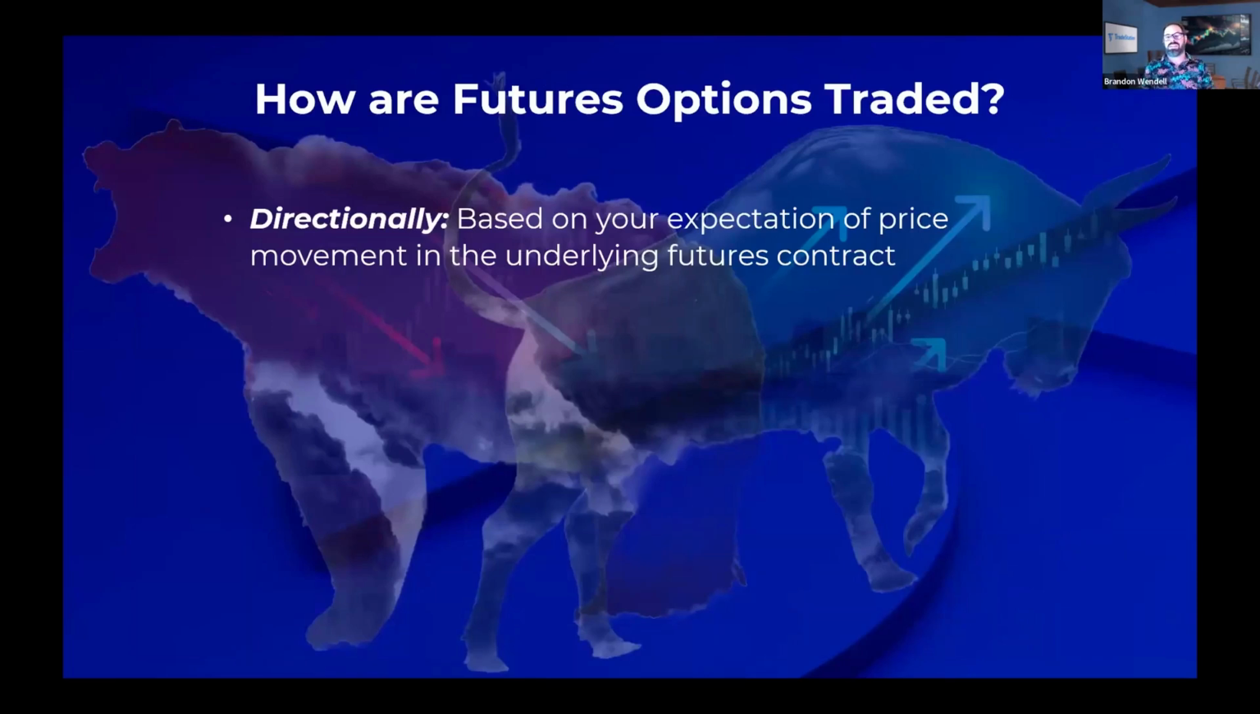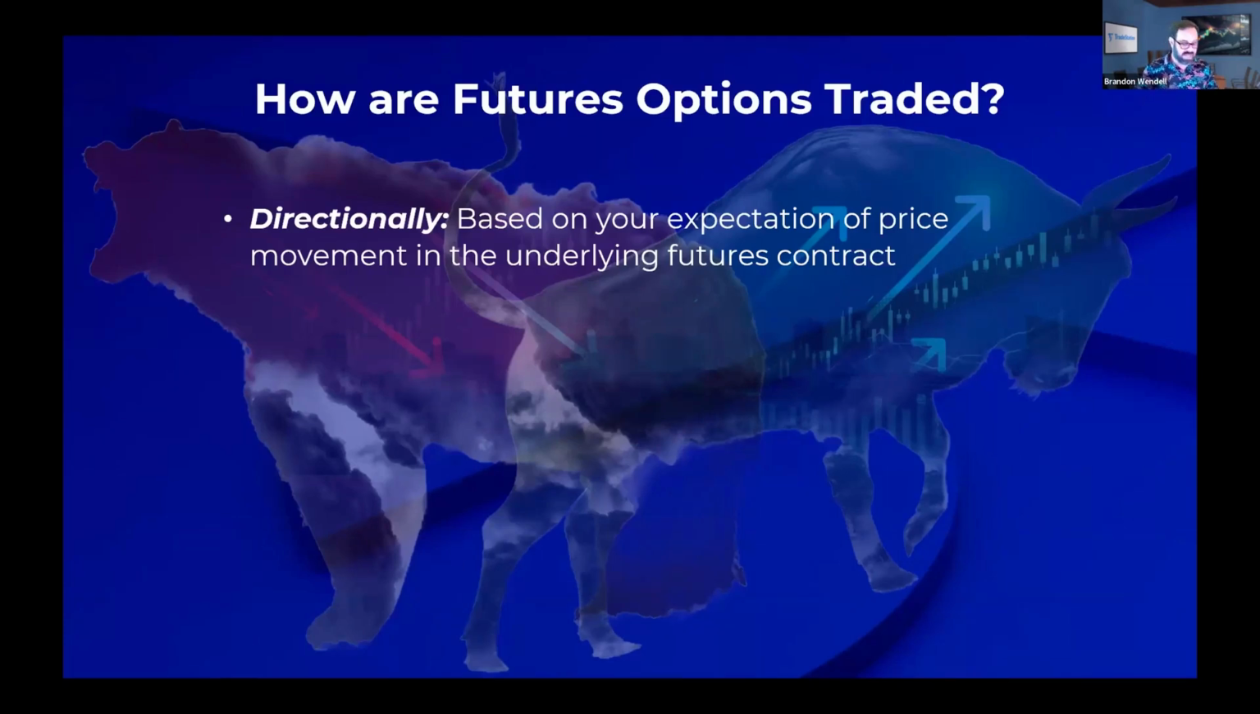So the way we trade these options are pretty much the way you would trade options on equities. Directionally, if you think prices are going to go up or down, you could either buy a call, buy a put, or you could do a vertical spread. Now, this is where we can mimic the equity markets and trade very similarly to how they're trading.